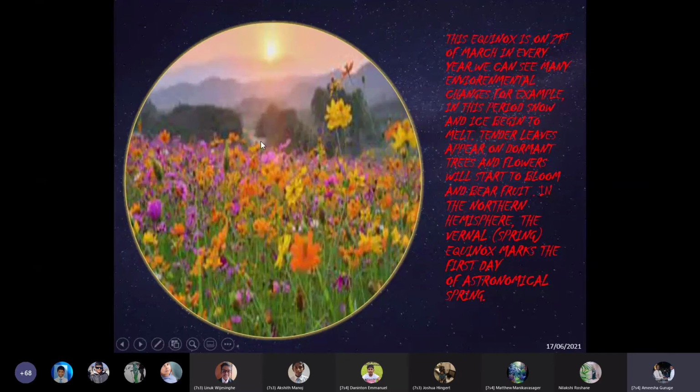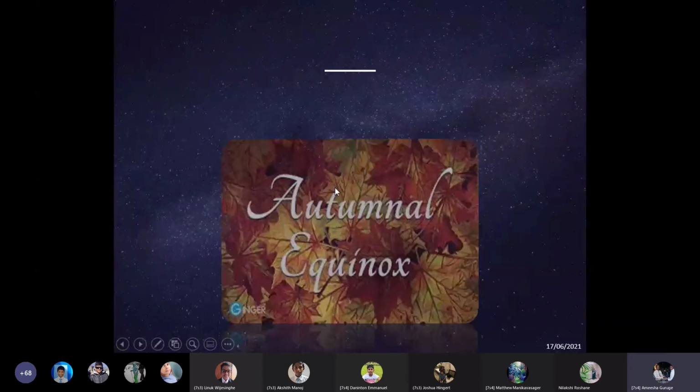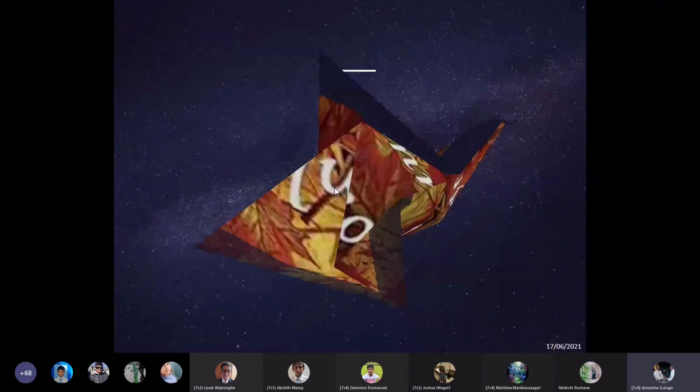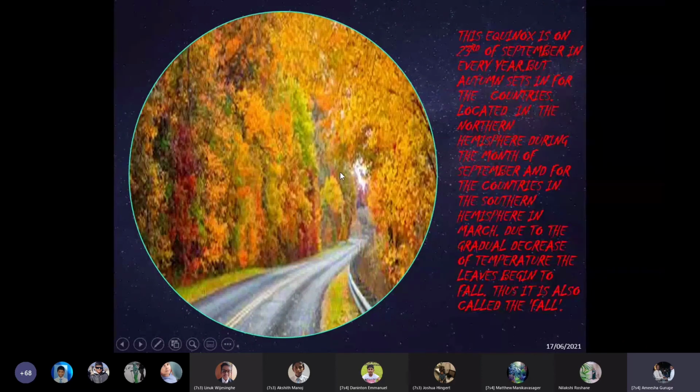Okay, now we are done with our first type of equinox. Let's go to the second type of equinox, that is the autumnal equinox. So this equinox is on the 23rd of September every year. Autumn sets in for the countries located in the northern hemisphere during the month of September, and for the countries in the southern hemisphere in March. Due to the gradual decrease of temperature, the leaves begin to fall, thus it is also called the fall.